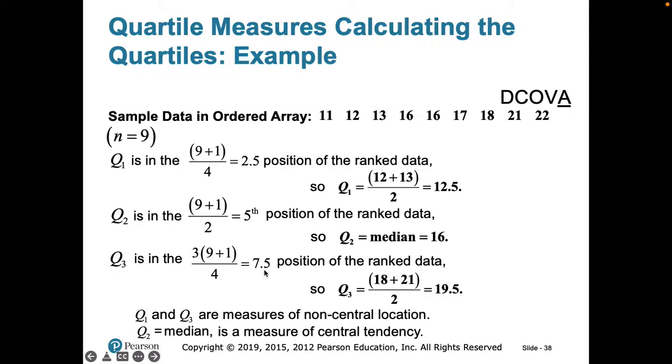To get the third quartile, once again, we have 9 plus 1 that gives us 10. 10 times 3 is 30, divided by 4. It will give you 7.5 positions for the ranked data. So we have to look at the 7th and the 8th positions, and then we add them and divide that by 2, and that will give us 19.5. So Q1 and Q3 are measures of non-central location, because they're not in the middle, while Q2 is the median, a measure of central tendency. Just keep that in mind.